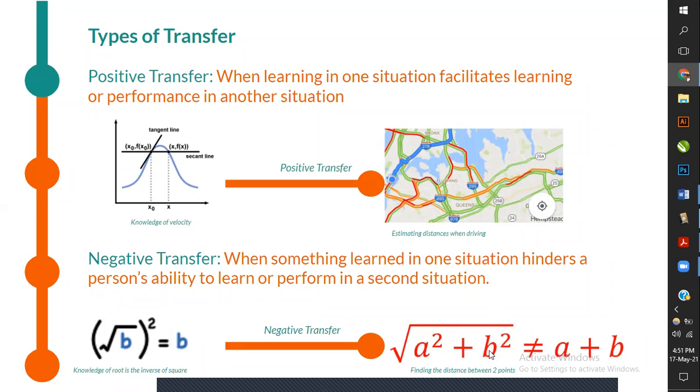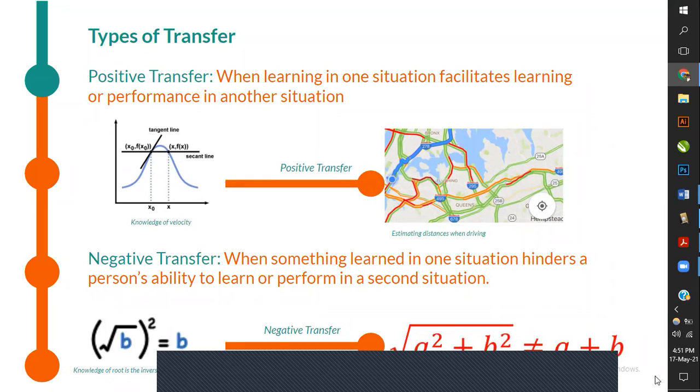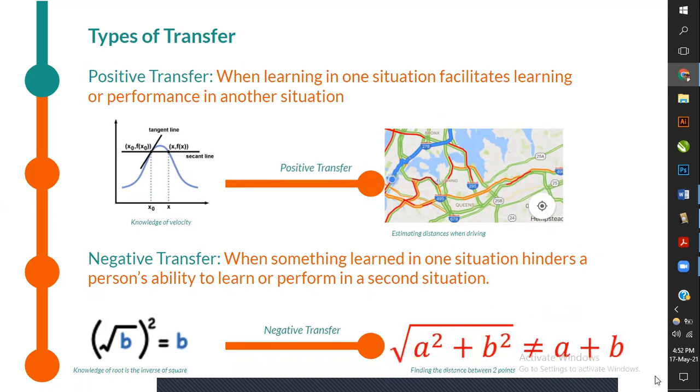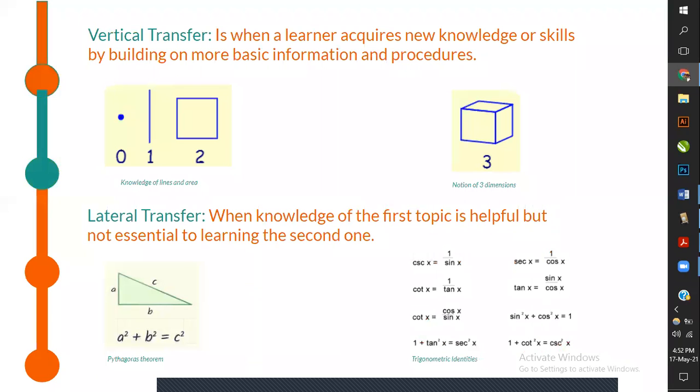So for example, finding the distance between 2 points. And as we may know, squaring both sides does not lead to the correct answer. The correct answer would not be A plus B. These do not cancel out. And that would be an example of negative transfer. Another simpler term for negative transfer would be a misunderstanding or a misconception that students may have when they learn. So that's negative transfer.